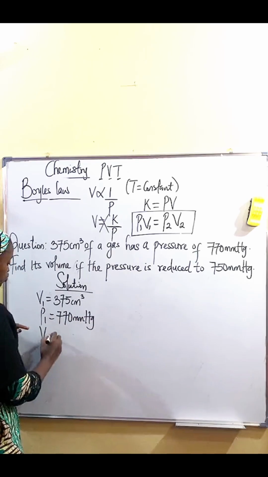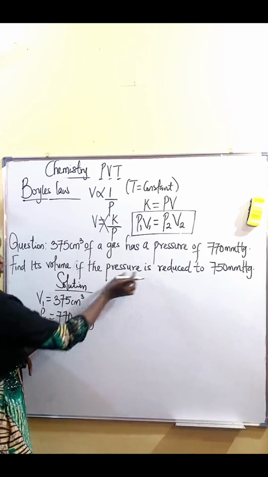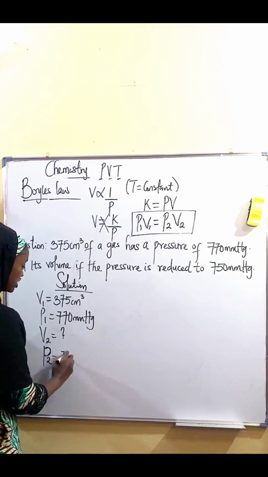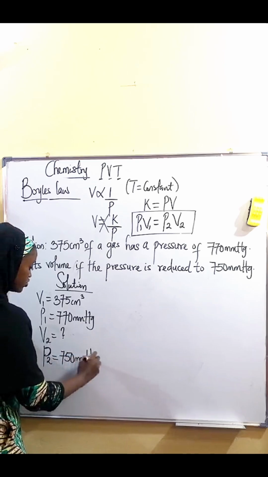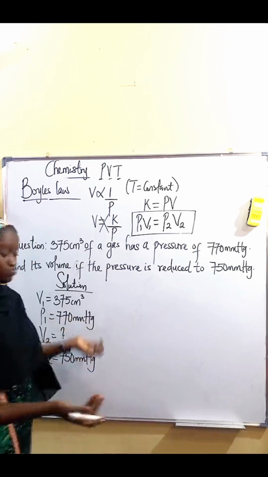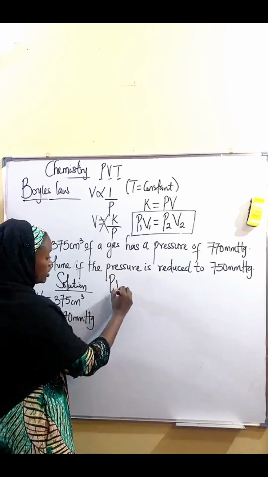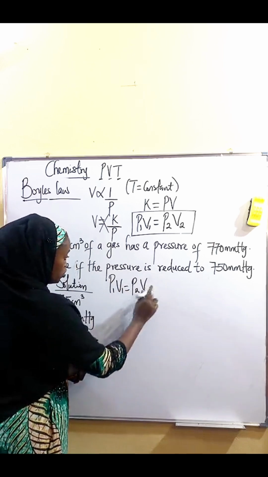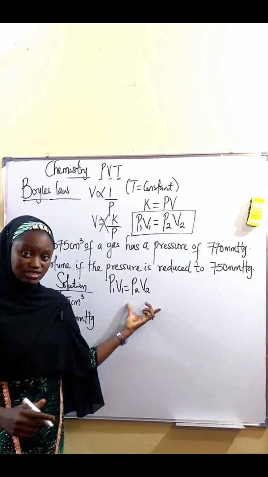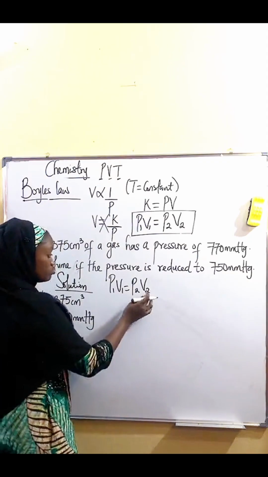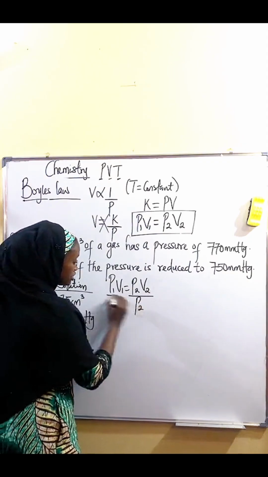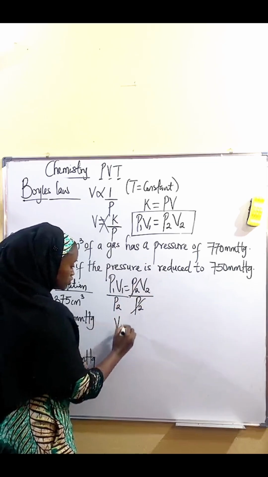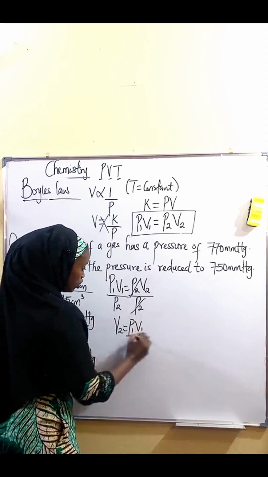Find its volume, so we have to find V2. V2 is the unknown in this question. If the pressure is reduced to, that is P2 is equal to 750 mmHg. Now let's write the relationship for Boyle's law, which is P1V1 is equal to P2V2. All we need to do is make V2 the subject of the formula, since it's the unknown here. To do that, we divide both sides by P2. P2 cancels P2, and we are left with V2 is equal to P1V1 all over P2.